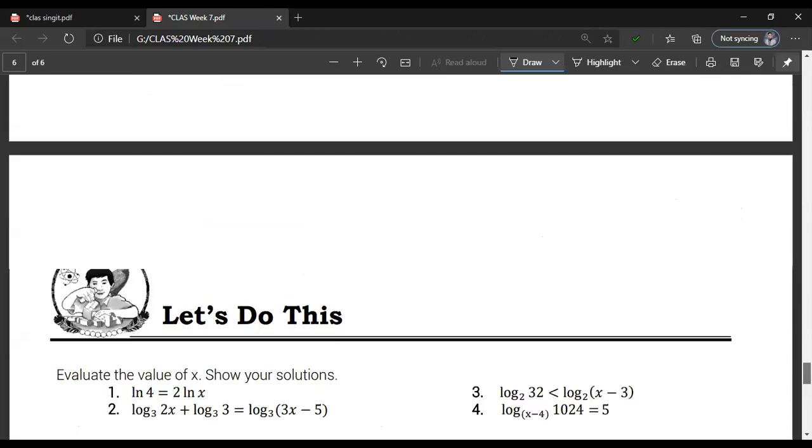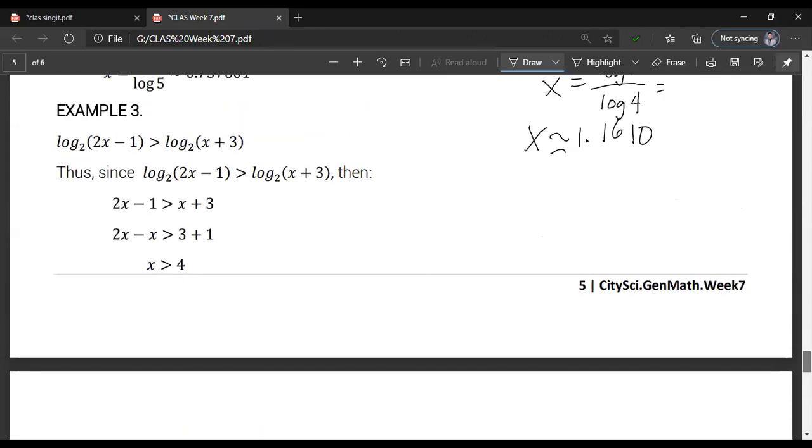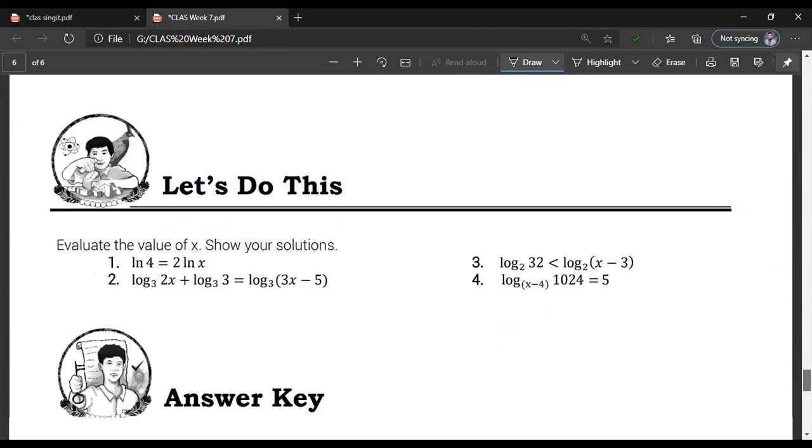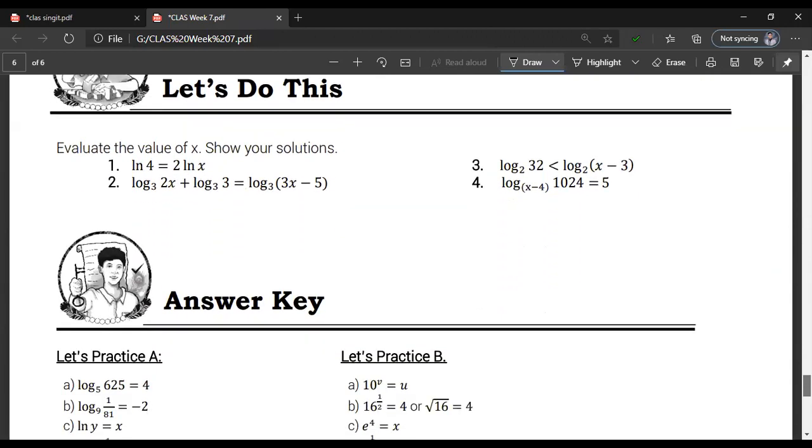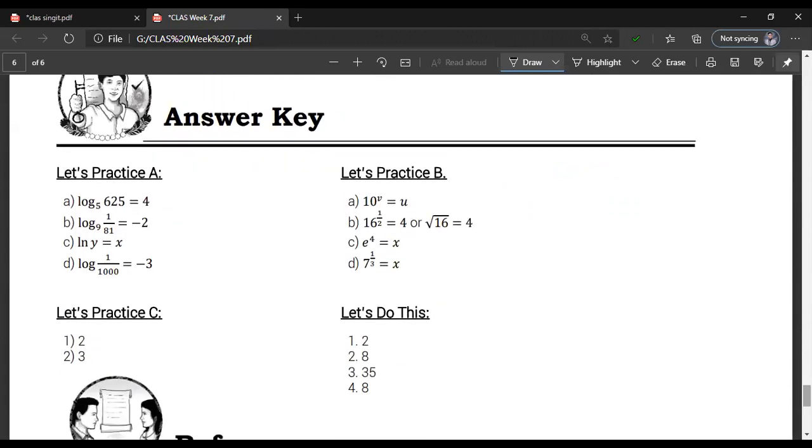O, yun na class. Same way goes with the inequality. Okay? Ito lang tatandaan natin. Kapag base yung x natin, dapat siya ay positive lagi. So, ayan, meron tayong let's do this class. Ayan. Sagutan. O, madali lang naman. And then we have the answer.